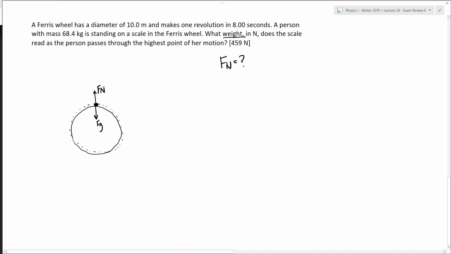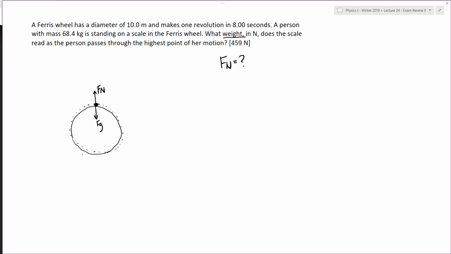Okay, so which of these two forces should be bigger, the normal force or the force of gravity? Well, think about the motion of the object. At the top of the Ferris wheel, this person is traveling in a circular path. And which way does the net force always point when you're traveling in a circular path? The net force always points towards the center of that circular path. Okay, so then if the net force is pointing to the center, that means the force of gravity needs to be bigger than the normal force, right?